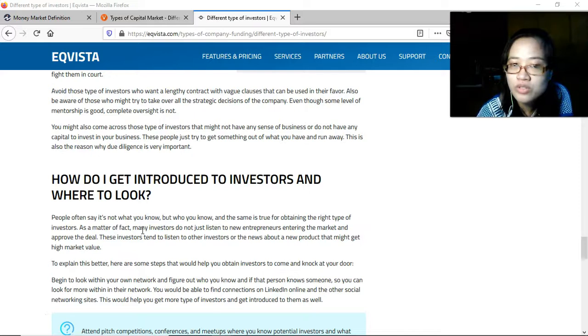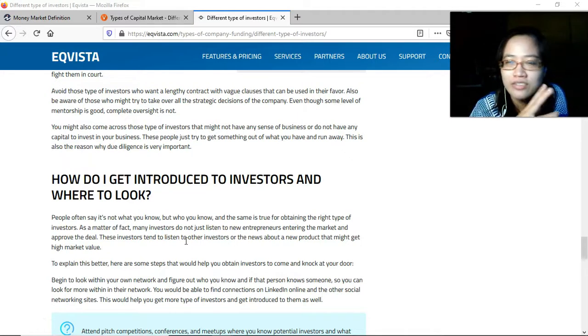How do I get introduced to investors and where to look? People often say it's not what you know, but who you know. The same is true for obtaining the right type of investors. This is why most entrepreneurs na successful, syempre yung mga extroverted, yung magaling mag-present, magaling magsalita, eloquent, and they're able to step out and speak with other people, diba? They approach them. They don't normally worry about what to say kasi, they have a lot of openings and they have the energy to talk to other people, get to know others, and to ask questions, okay?